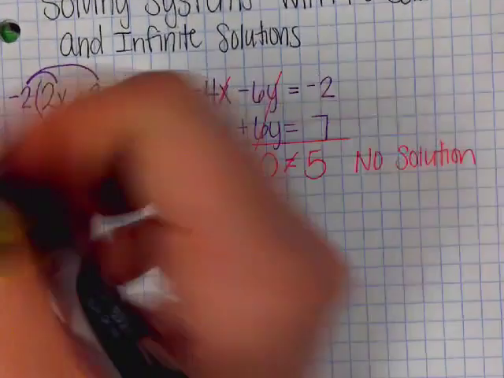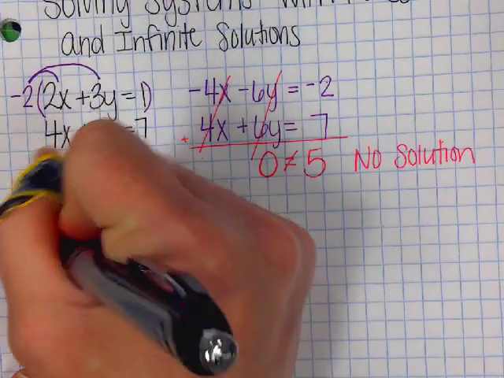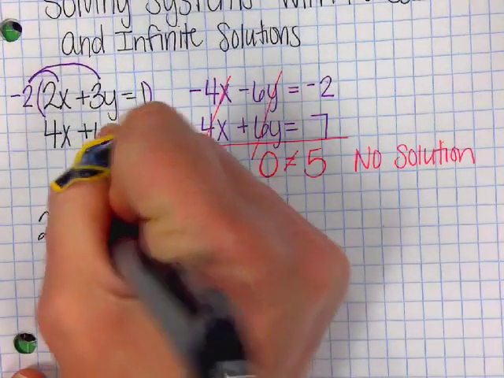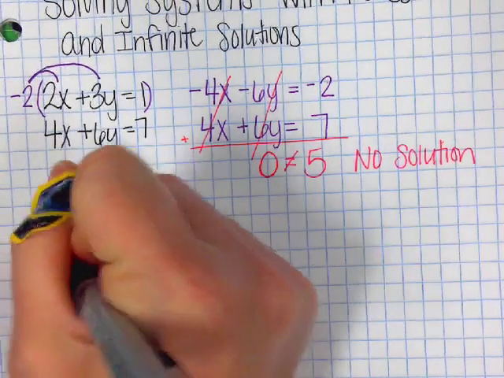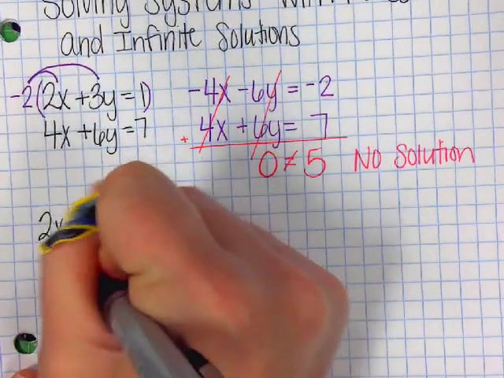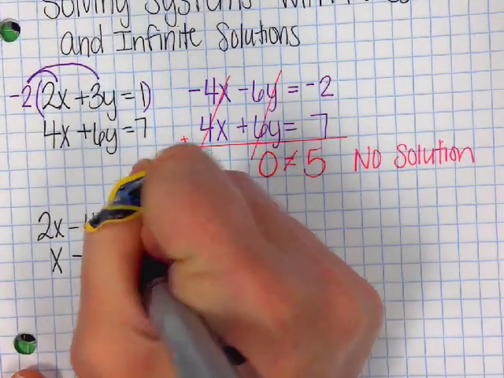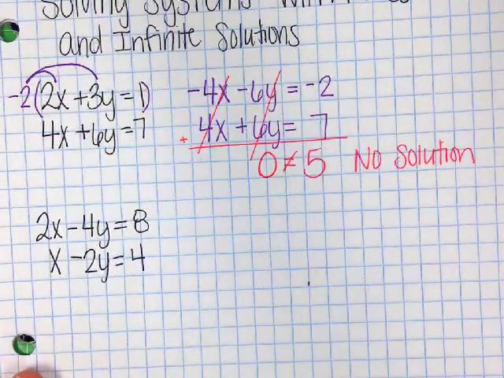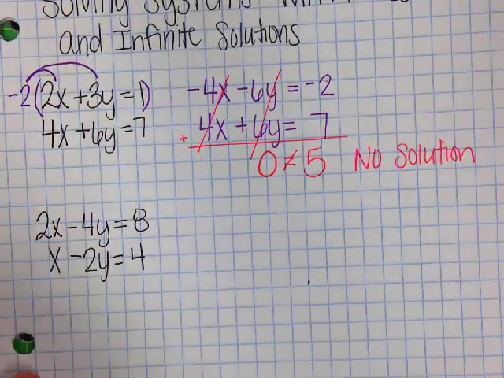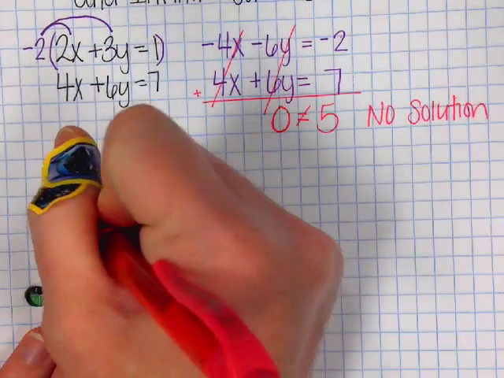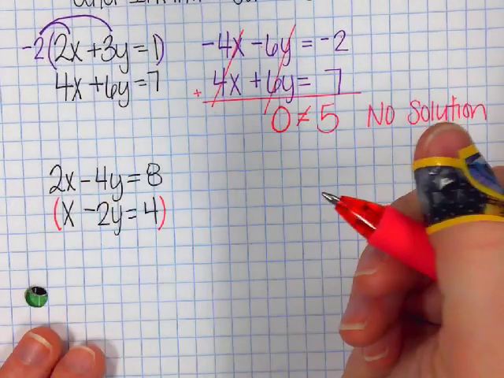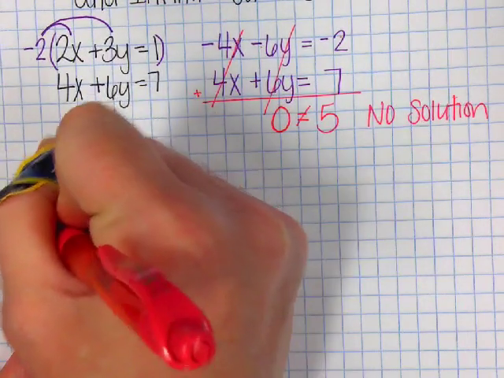Okay? Now let's look at the next kind. So we have 2x minus 4y equals 8, and then we have x minus 2y equals 4. Again, we're going to multiply so that something cancels. I'm going to go ahead and multiply this bottom equation by -2.